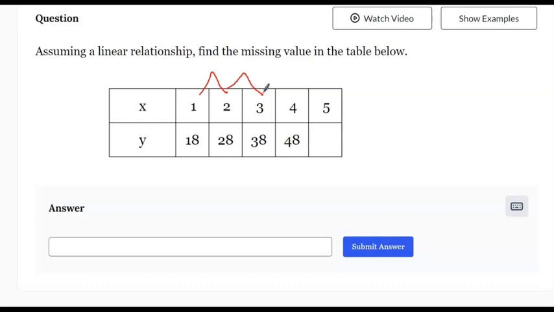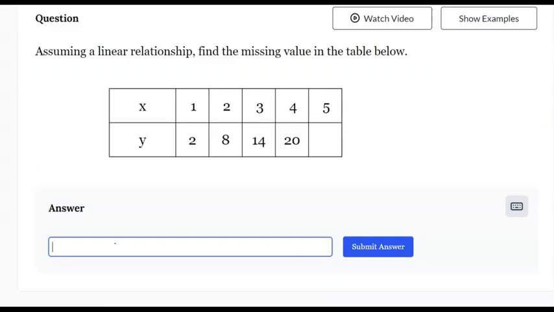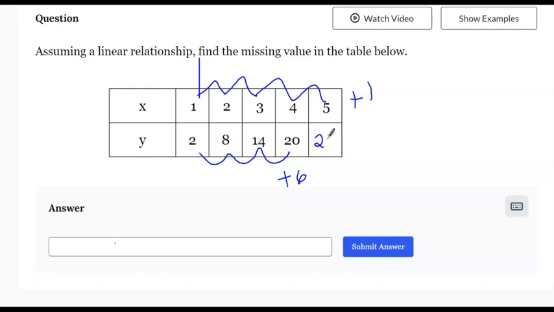So we look to see what's happening here as we jump from one value to the next. We can see here it's increasing by 1. And we can see down here it's increasing by 10 each time. So that must mean that the missing value must be 58. Let's try this one more time. This is increasing by 1. This is increasing by 6. So that must mean that the missing value is 26.